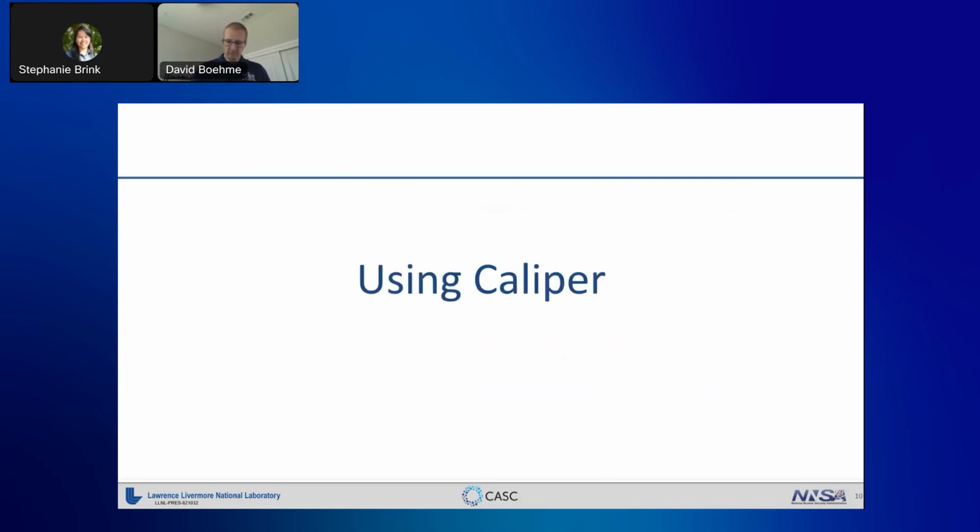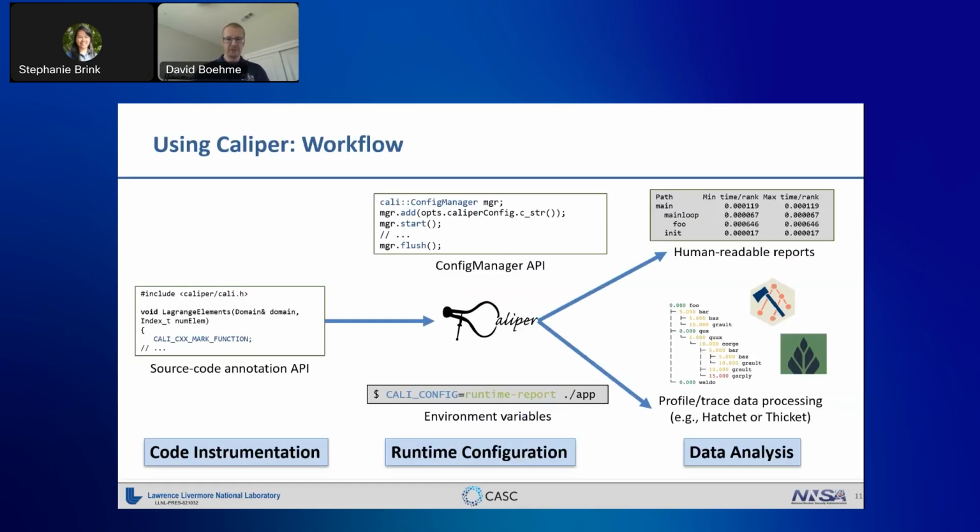Okay. With that, let me talk a little more about how we're actually using Caliper. This is the general workflow that we follow. As I mentioned, Caliper is a library, and we integrate it into our codes through the instrumentation interface. You mark different code sections that you're interested in with Caliper's source code annotation API. That's usually the first step. And once you have done this, you can go ahead and use Caliper. Caliper is entirely configured at runtime, so to enable measurements, you give it a configuration in some way.